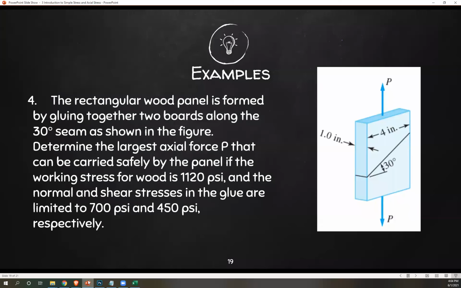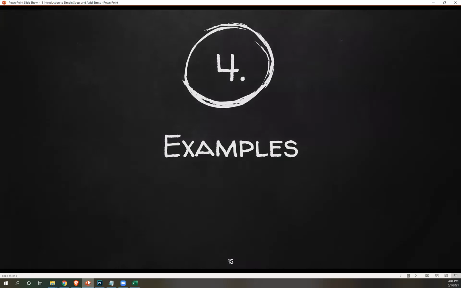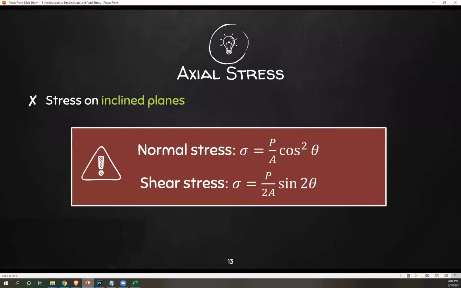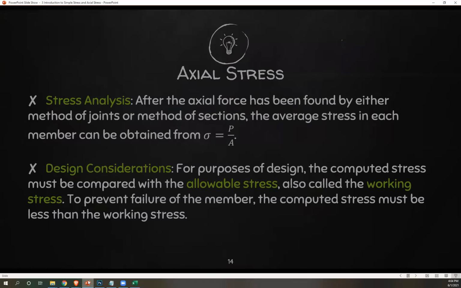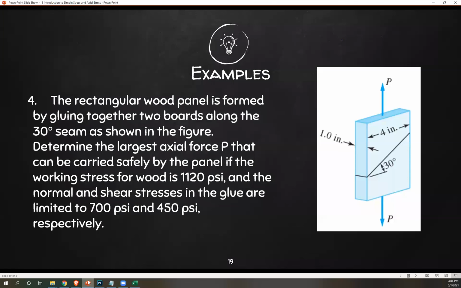So this is an example of why we solved for the normal and shear stress for inclined planes. Structures like wood are glued together diagonally. That's why you have an inclined plane, and that's why these equations were important for that situation. Okay, going back. The question here is the same as number 3. We're looking for the maximum force P allowed given the following stresses.